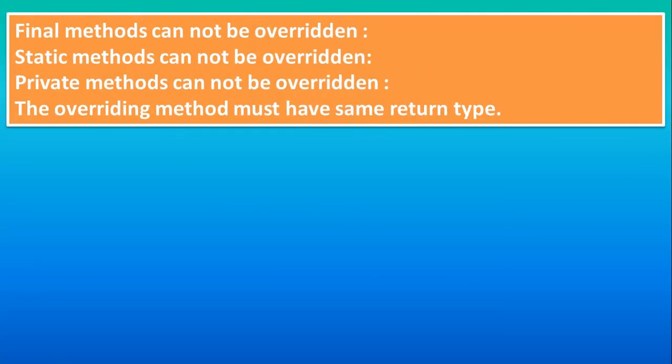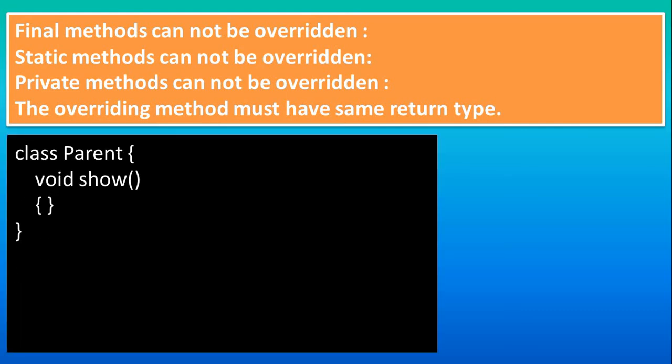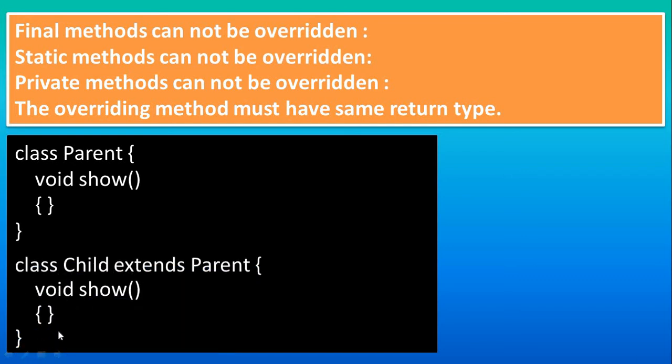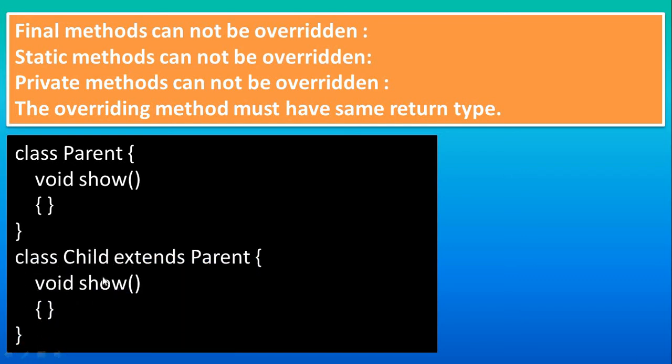The next point is that a final method cannot be overridden, a static method also cannot be overridden, and a private method also cannot. The overriding method must have the same return type, which is the last point I already covered. So whatever method you use, you cannot use the final, static and private keywords, otherwise you cannot reuse that method in the derived class and you will get an error.